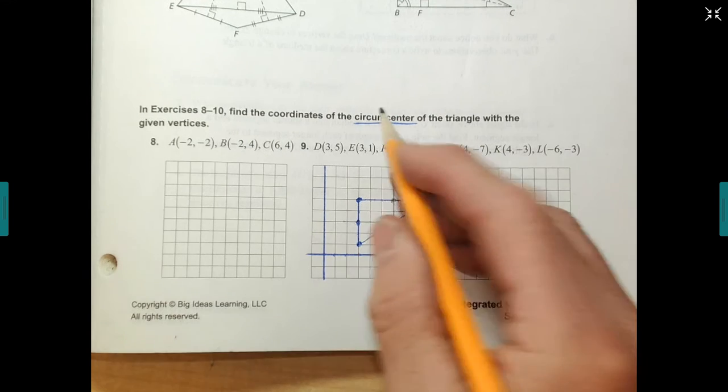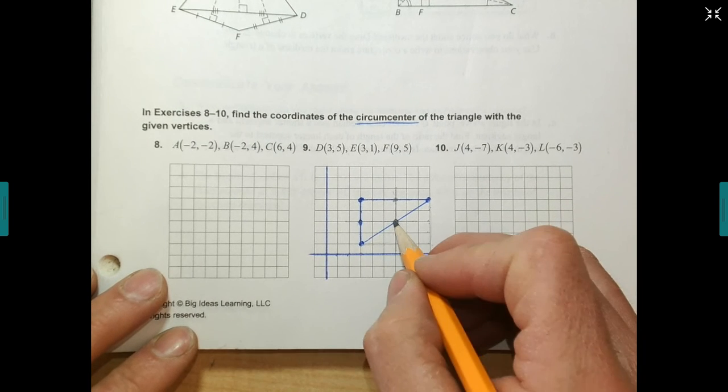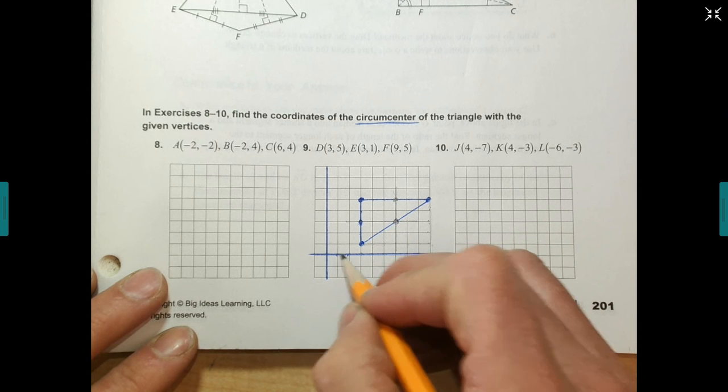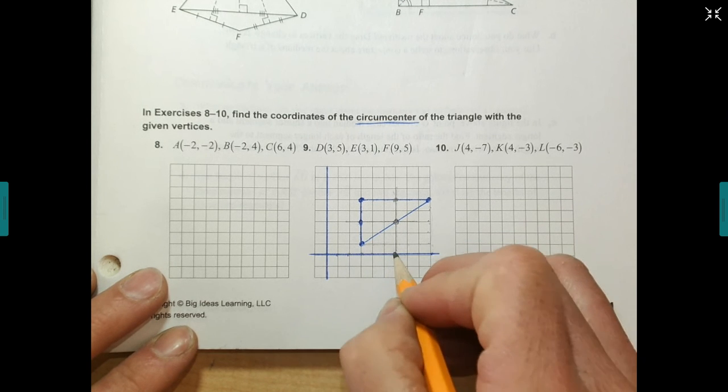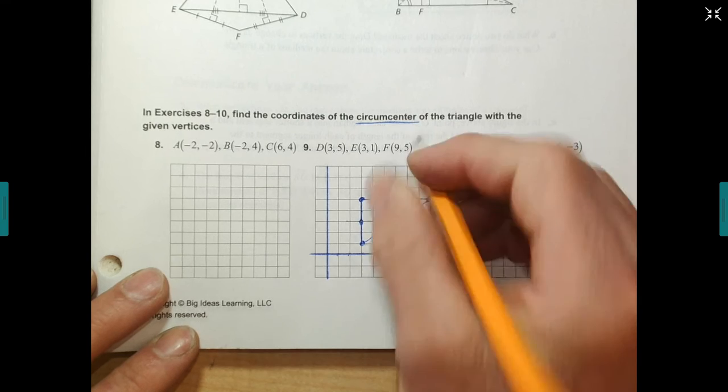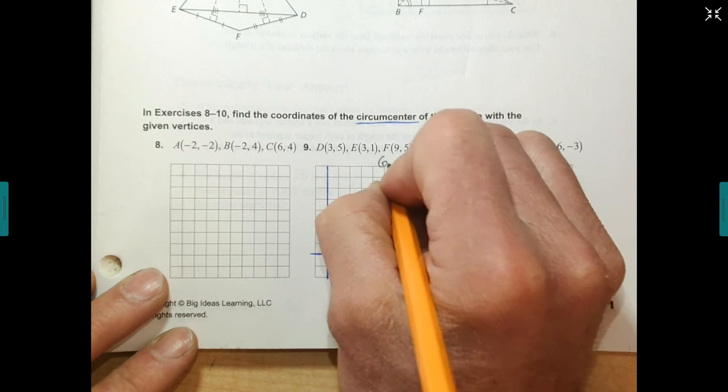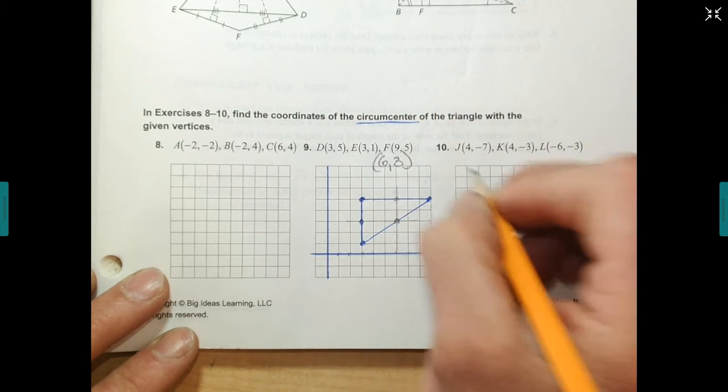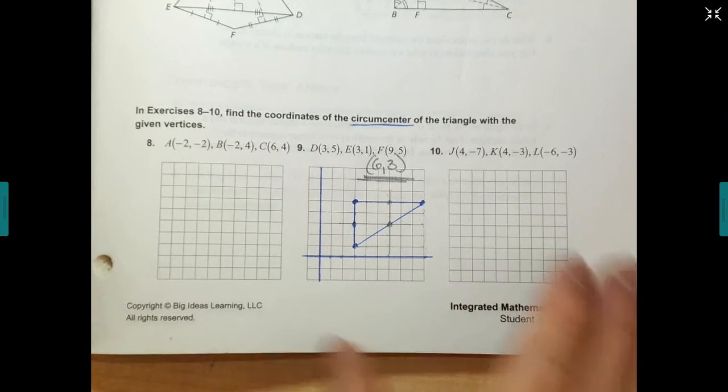And then the circumcenter. We just need to find the coordinates. It's where these lines cross. So this point right here is 1, 2, 3, 4, 5, 6, and 1, 2, 3. So our circumcenter is 6, 3. There it is, 6, 3.